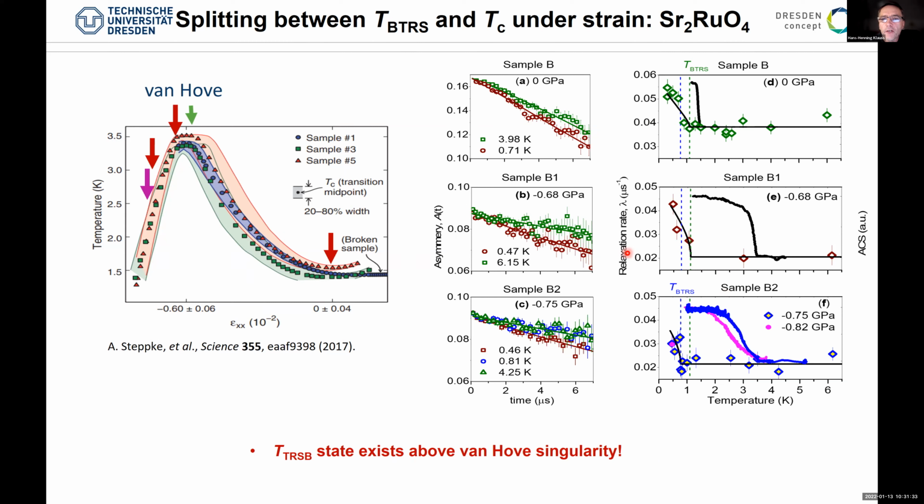Here are the points. Here you clearly see that there's an increase of the relaxation. And this holds up actually to the maximum pressure of 0.82 gigapascal. So it clearly tells us that a time reversal symmetry breaking state exists above the Van Hove singularity.